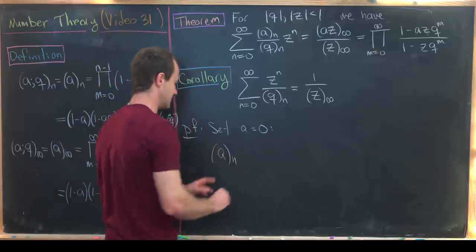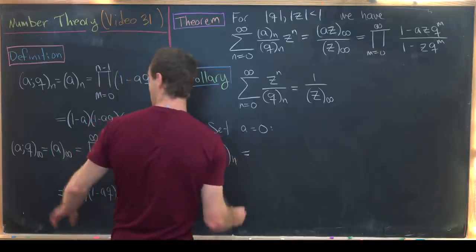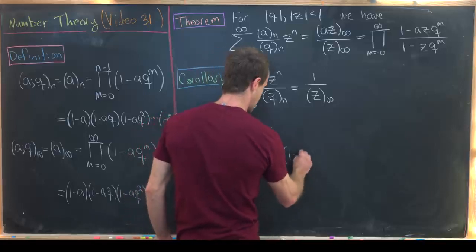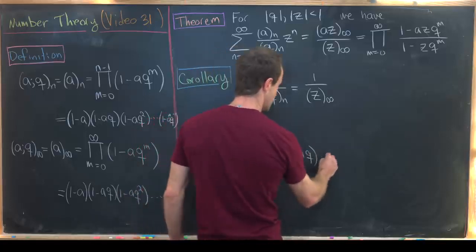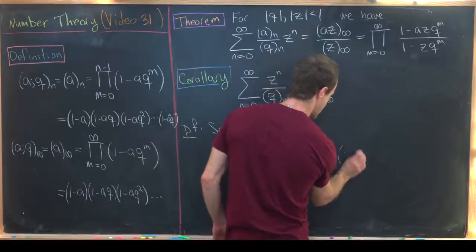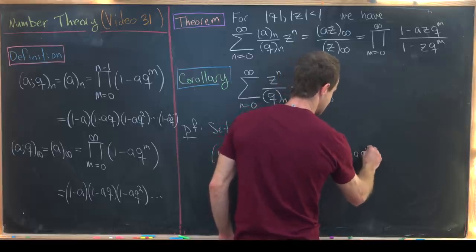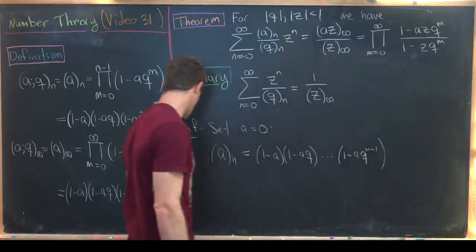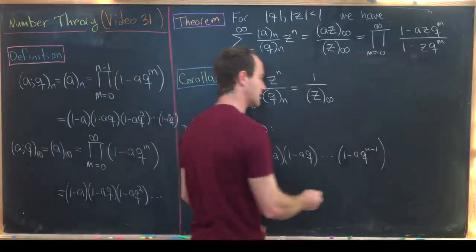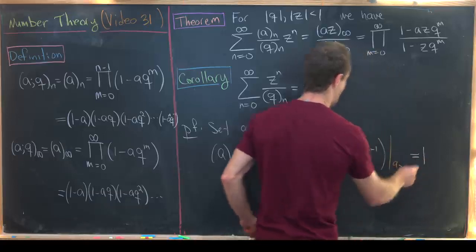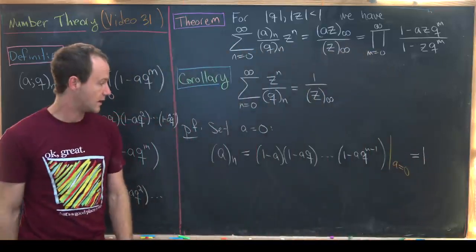So notice this symbol a_n, by our definition over here, is 1 minus a times 1 minus a q all the way up to 1 minus a times q to the n minus 1. But pretty clearly, if we set a equal to 0, this just collapses to the number 1.